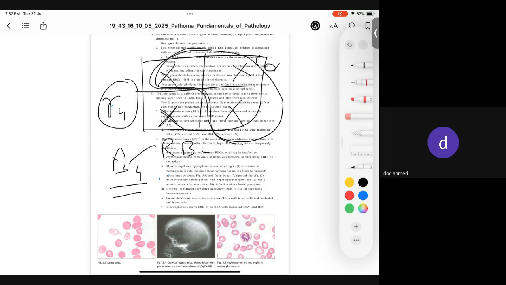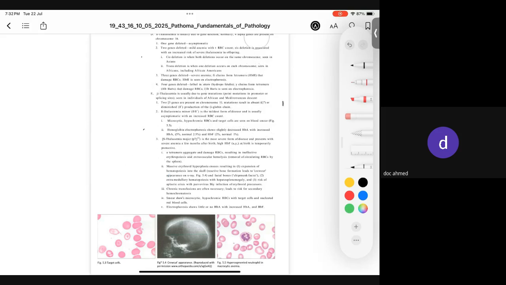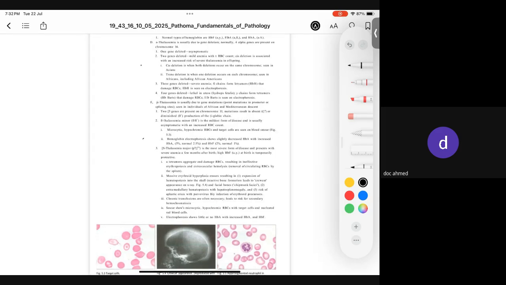So these were the normal variants in alpha. Let's just refer to this text, what they are saying. You can see that they are present on chromosome number 16. If one is deleted, it's asymptomatic, two are deleted, mild anemia. But if two, then we have cis variant and trans variant. Cis: both deletions on the same chromosome, seen in Asians. Trans: one on one chromosome, one on the other, seen in African Americans. If three are deleted, severe anemia, the beta can form hemoglobin H, and it would damage the red blood cell. If four of them are deleted, the gamma would form a tetramer, hydrops fetalis, hemoglobin Barts, right? Is it clear?